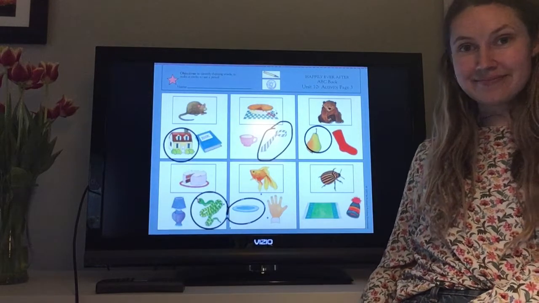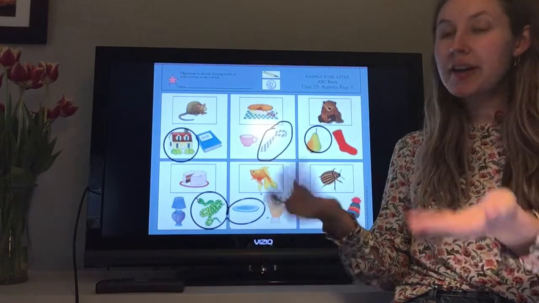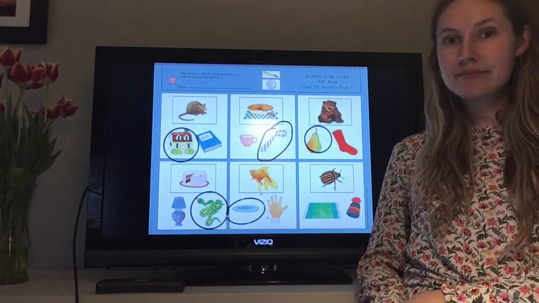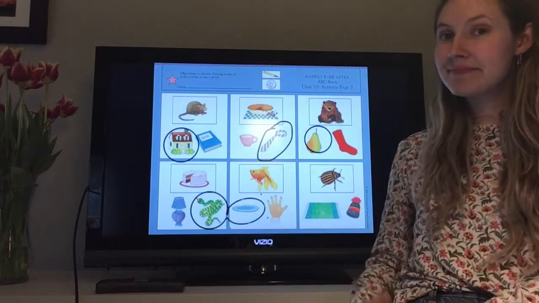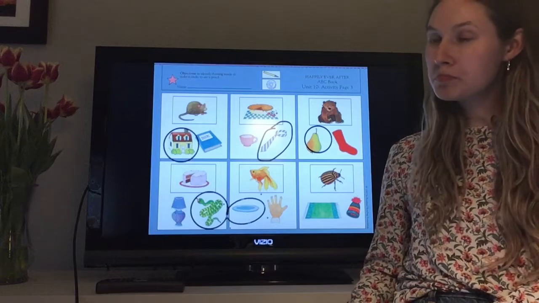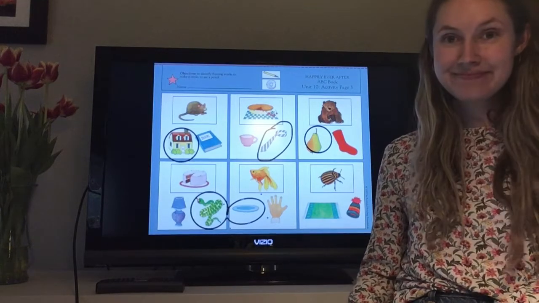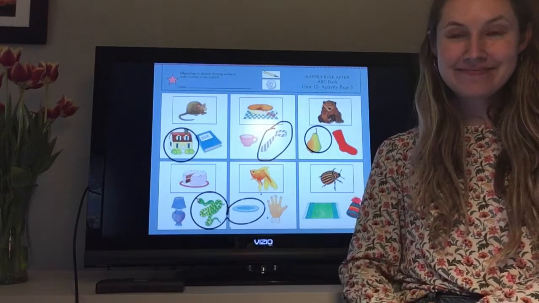Say bug and rug with me. Bug, rug. Now say bug and hat with me. Bug, hat. Which word rhymes with bug? Rug or hat? Circle the picture of the word that rhymes with bug.